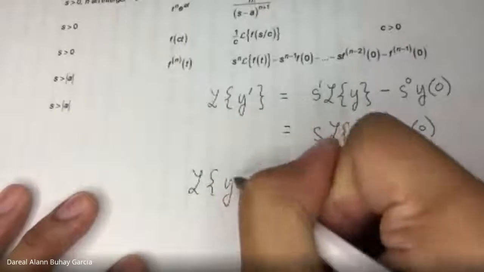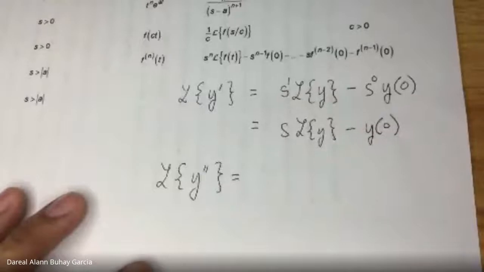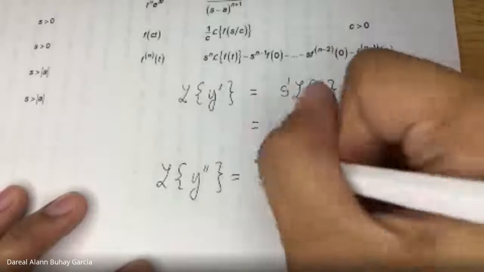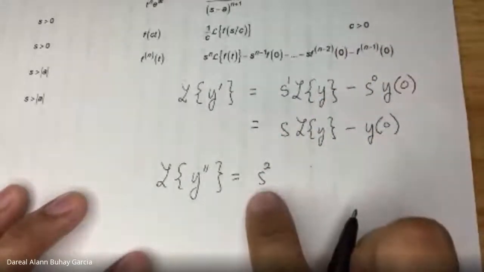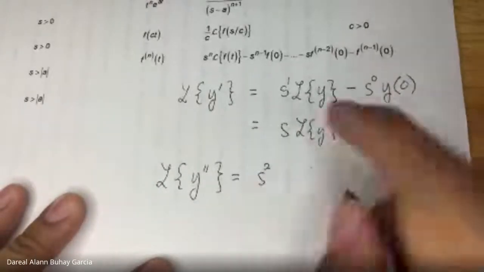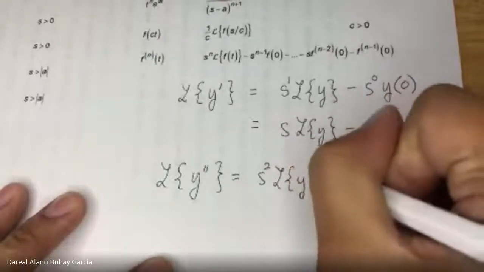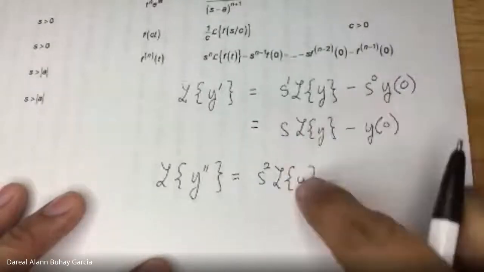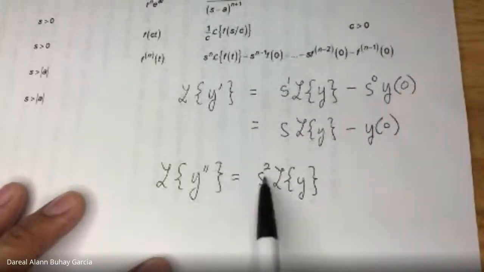What if the Laplace of a second derivative, y double prime? So first is s double prime, so s squared. The corresponding partner of the higher order s is just the Laplace of y, or the Laplace of the dependent variable. Compare: they are the same. For first order it is s, for second order, s squared.